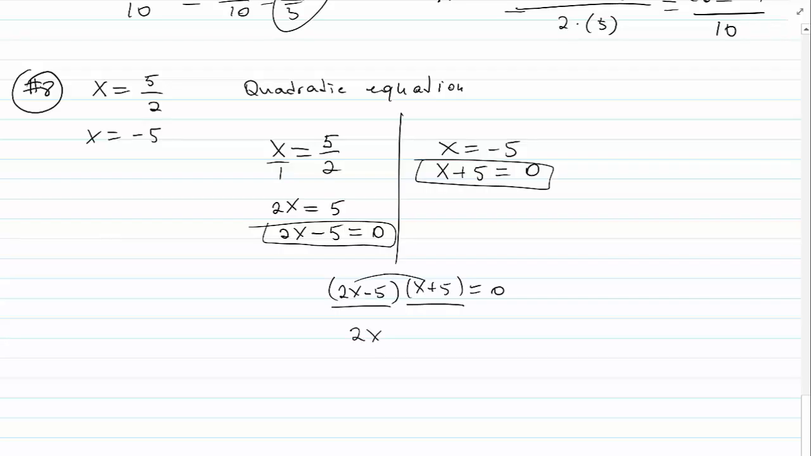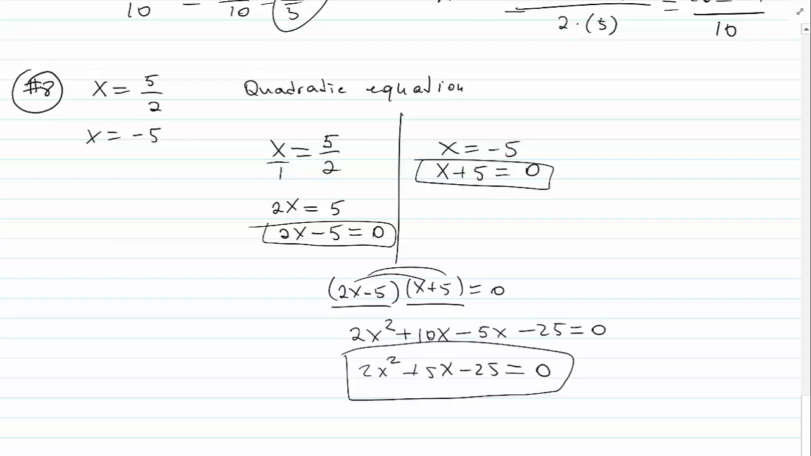So 2x squared plus 10x minus 1x, and then minus 1y. So it's 2x squared plus 5x minus 25 equals 0, and the question is asking us to come up with the equation. Write down a quadratic equation that has those roots. All right, so here we go, we got it. That equation has those roots.